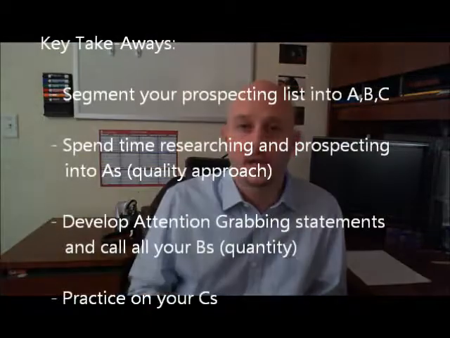So the takeaway here is segment your prospecting: A's, B's, and C's. For the A's, quality. Spend some time, have a top 10 list. B's, quantity. Come up with really strong attention grabbers and start making some phone calls and see which ones work. C's, practice. Good luck and happy selling.